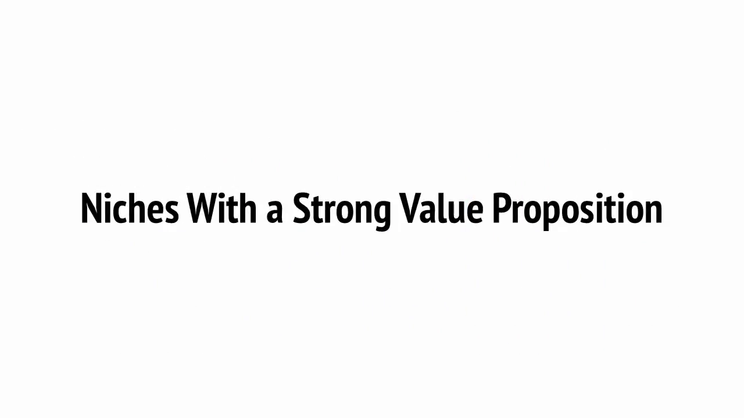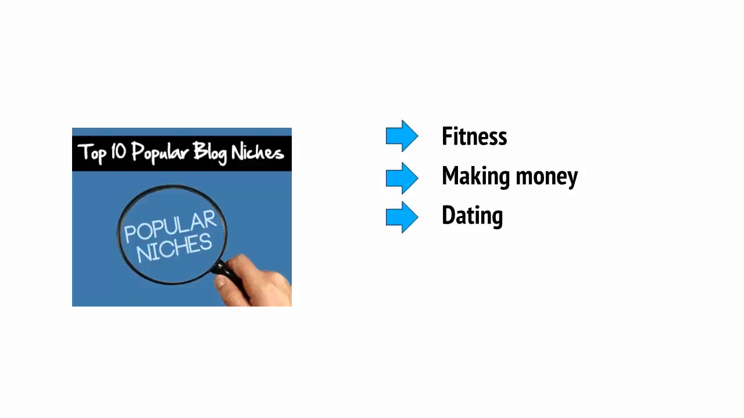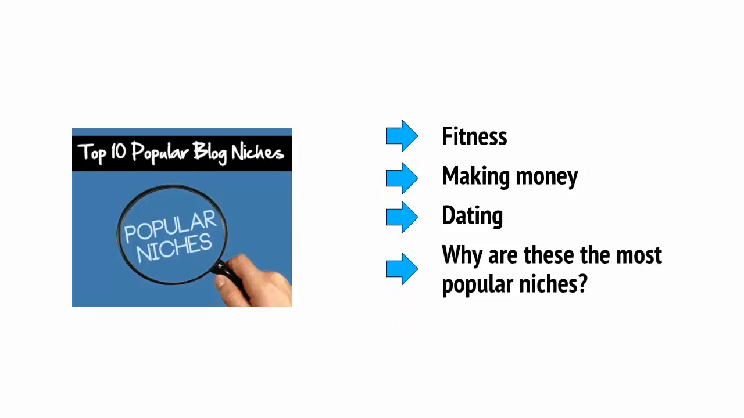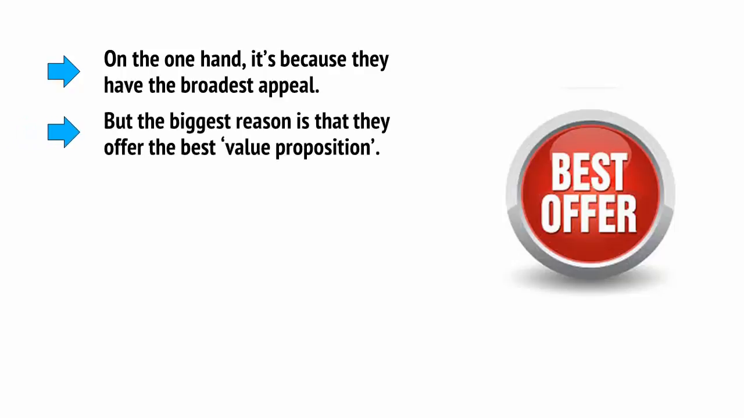If you look at affiliate marketing, digital products, and internet marketing as a whole, you'll notice that certain niches stand out as being far the most popular, and those are fitness, making money, and dating. Now, why are these the most popular niches? On the one hand, it's because they have the broadest appeal. But the biggest reason is that they offer the best value proposition.